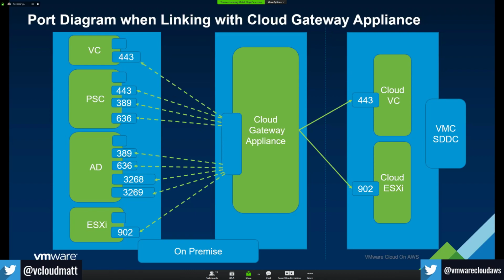You can see that the Cloud Gateway appliance here talks to the Cloud vCenter on 443, and also on 902 to the Cloud ESXi. Now, 902 is not required for HLM per se. It is only required if you want to open up the VM console from the Cloud Gateway Appliance UI. Otherwise, you won't be able to open the VM console if 902 is not allowed. So that's why 443 and 902.